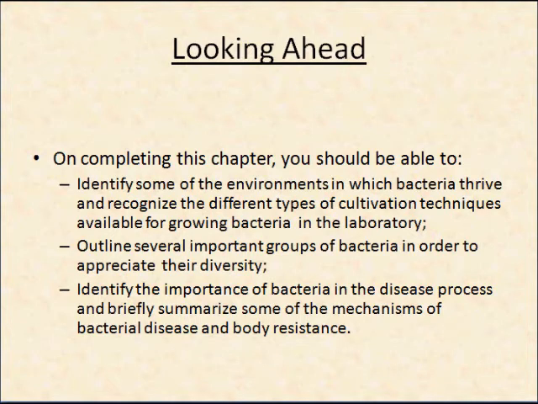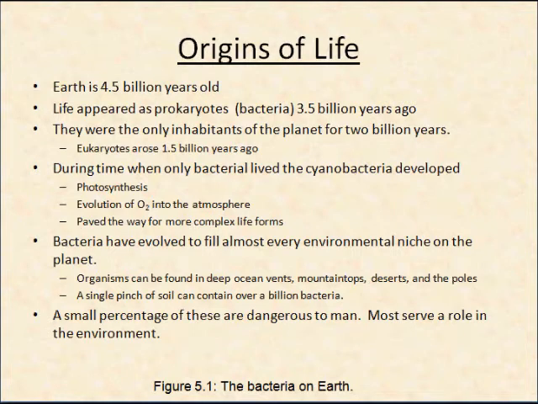Now, when we start talking about life on this planet, well, the Earth itself is about 4.5 billion years old. Life appeared in the form of bacteria, which are prokaryotic organisms, about 3.5 billion years ago. So, pretty much as soon as the planet cooled off enough to support life, we began to have these very simple organisms. And the fact is that these prokaryotic organisms, these bacteria, were the only inhabitants of the planet for about 2 billion years. We've only had more complex organisms in the last 1.5 billion.